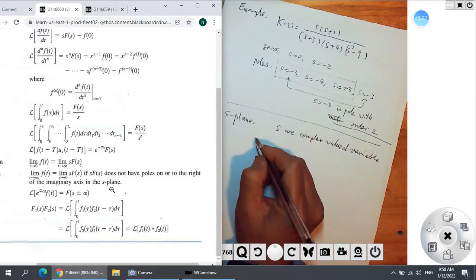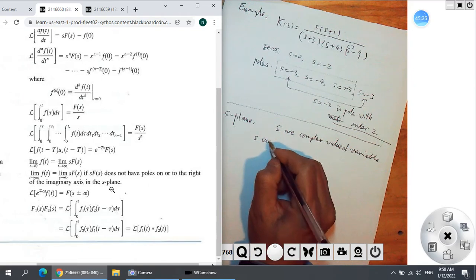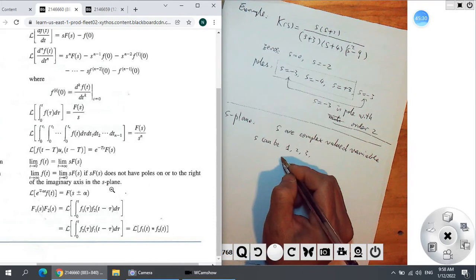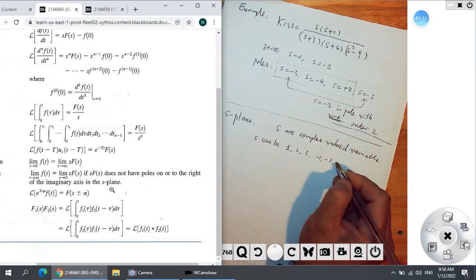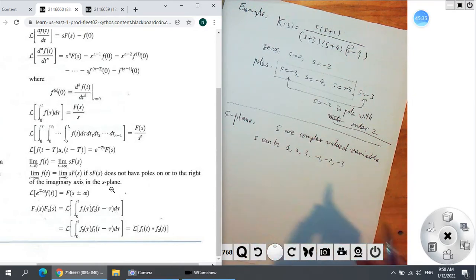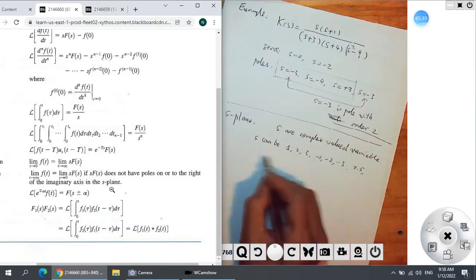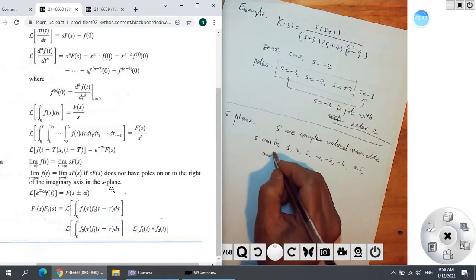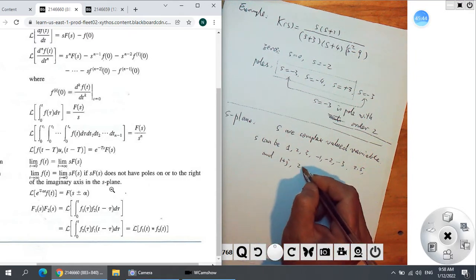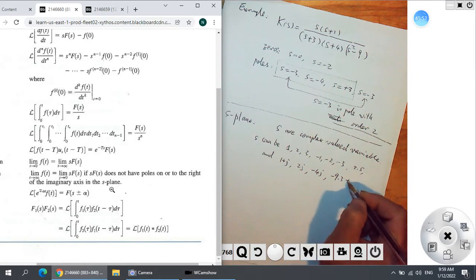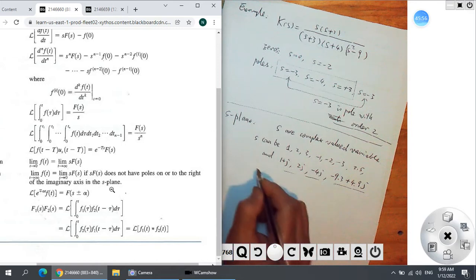So S can be like 1, 2, 3, -1, -2, -3. Okay, no problem. They are real numbers, and we can also have like 3.5, and complex numbers like 1 plus j, 2j, -4j, like -9.3 plus 4.9j, things like this. You know, they're complex numbers.